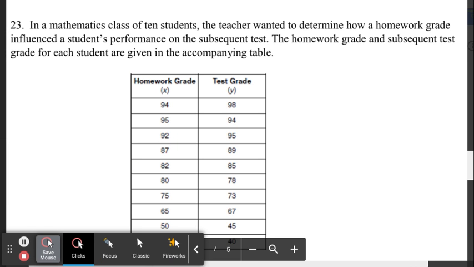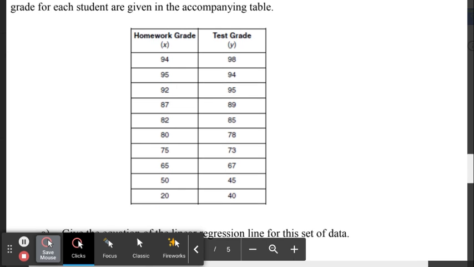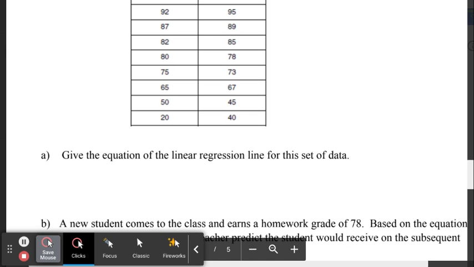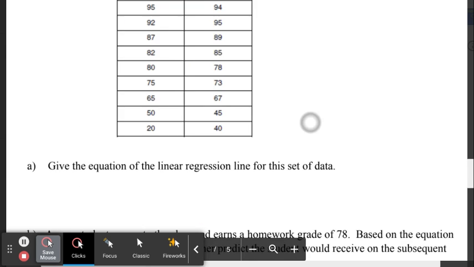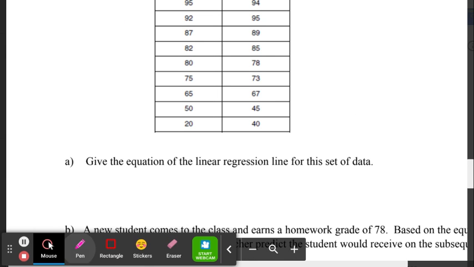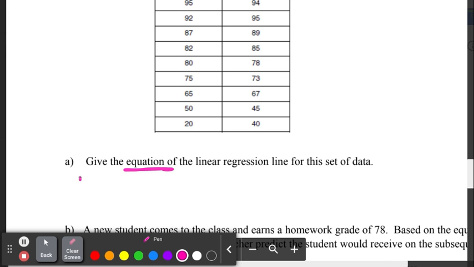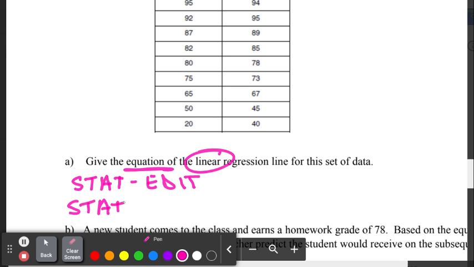All right. A math class of 10 students, the teacher wanted to determine how a homework grade influenced a student's performance on a subsequent test. The homework grade and subsequent test grade for each student are given in this big old table. Give the equation for the linear regression line for this set. Remember, guys, whenever they ask you for an equation, you're doing stat edit. And since it's linear, then you're going to do stat calc number 4.